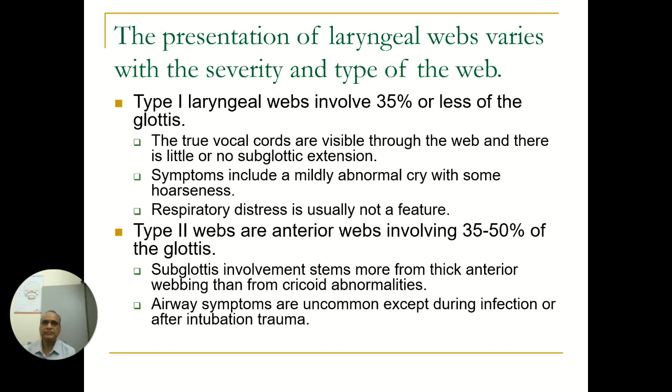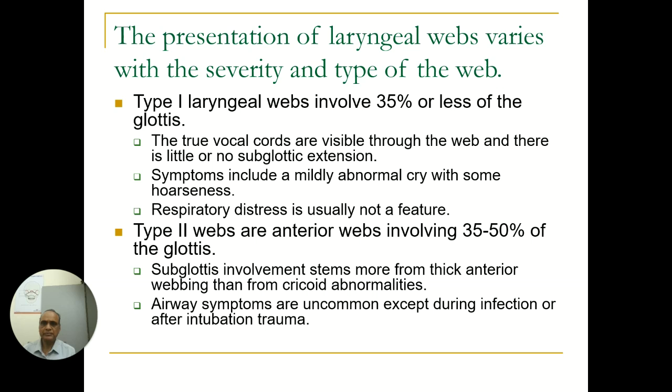The presentation of laryngeal webs varies with the severity and type of the web. Laryngeal webs have been classified into four types: type 1, 2, 3, and 4. Type 1 laryngeal webs involve 35% or less of the glottis. The two vocal cords are visible through the web, which is a thin membrane, and there is little or no subglottic extension. Symptoms include a mildly abnormal cry with some hoarseness. Respiratory distress is usually not very prominent.